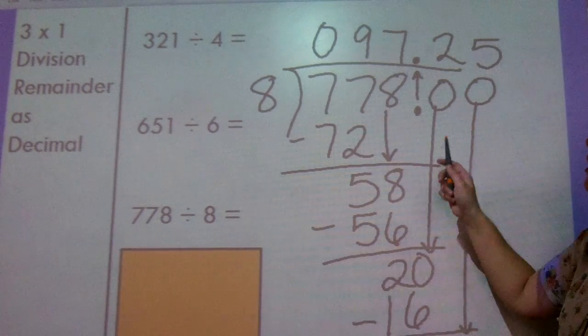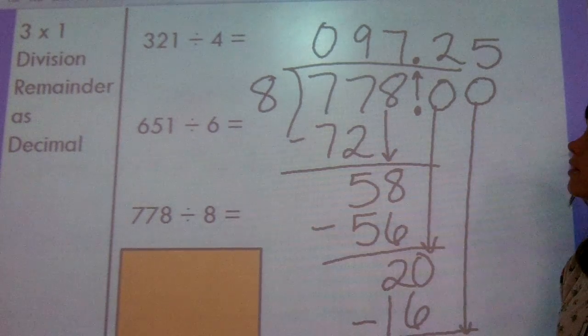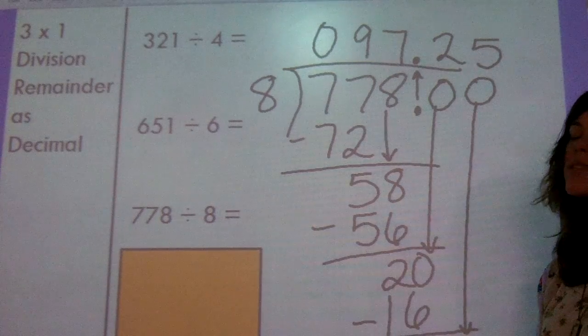778 divided by 8 is 97.25, or 97 and 25 hundredths. Your turn.